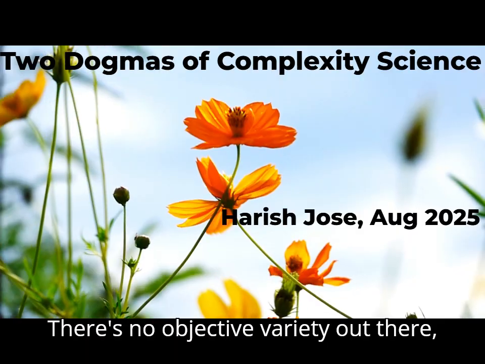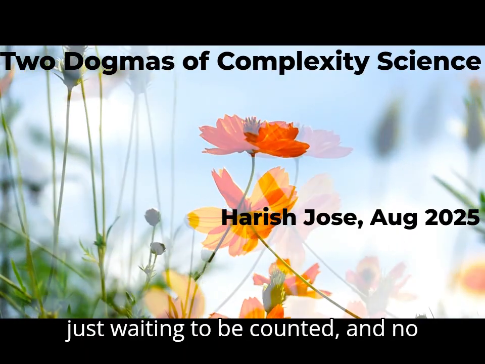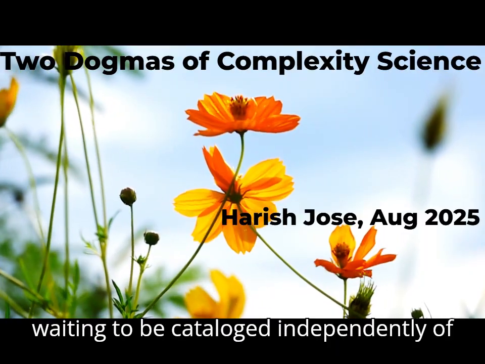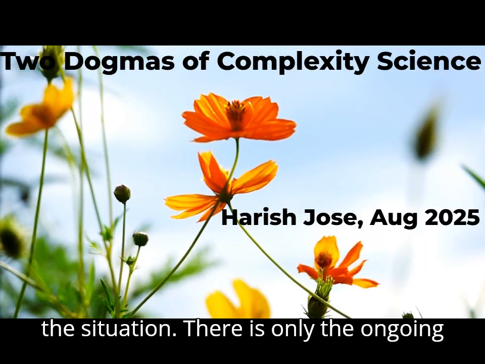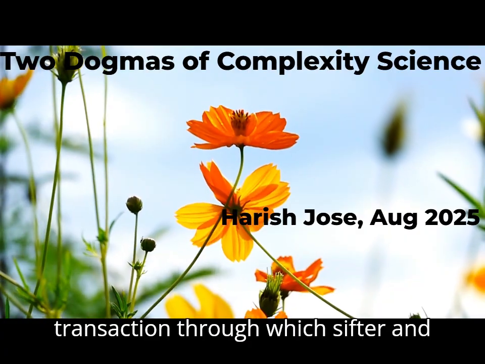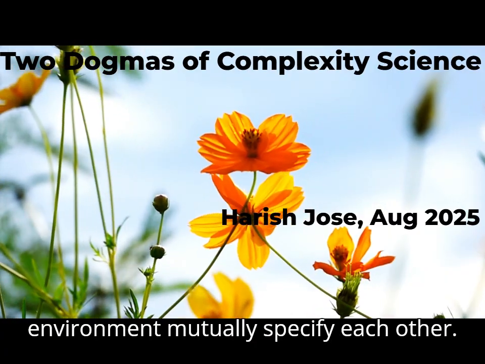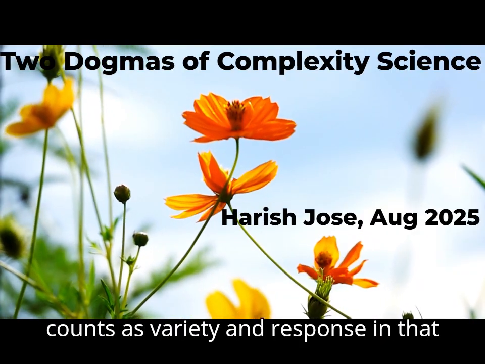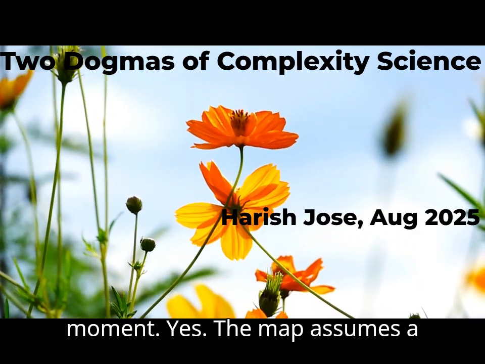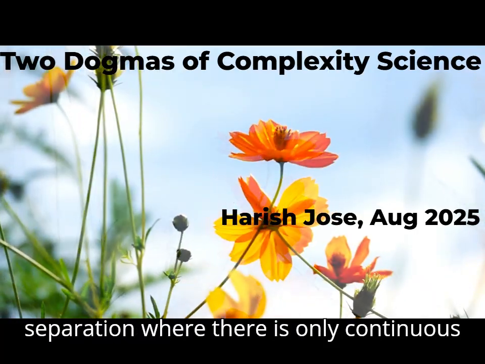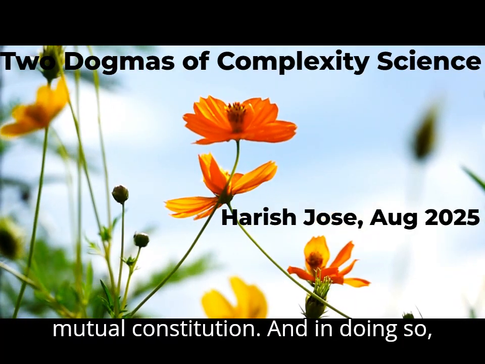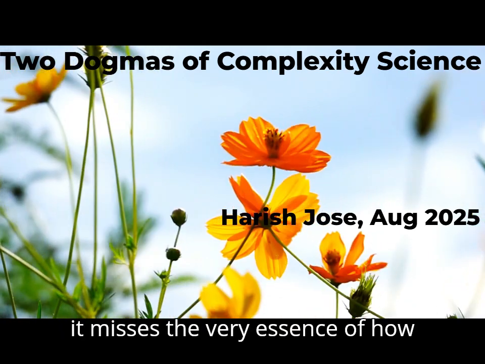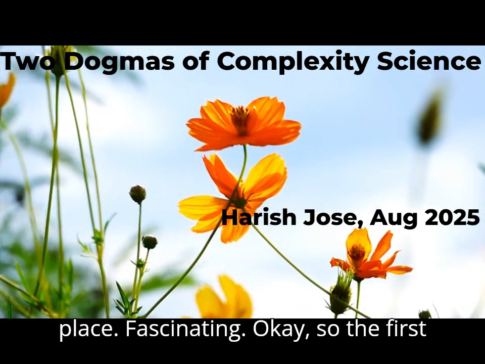Right. There's no objective variety out there just waiting to be counted, and no predefined set of responses in here waiting to be cataloged independently of the situation. There is only the ongoing transaction through which system and environment mutually specify each other. Constantly defining and redefining what counts as variety and response in that moment. Yes. The map assumes a separation where there is only continuous mutual constitution. And in doing so, it misses the very essence of how complexity is brought forth in the first place.